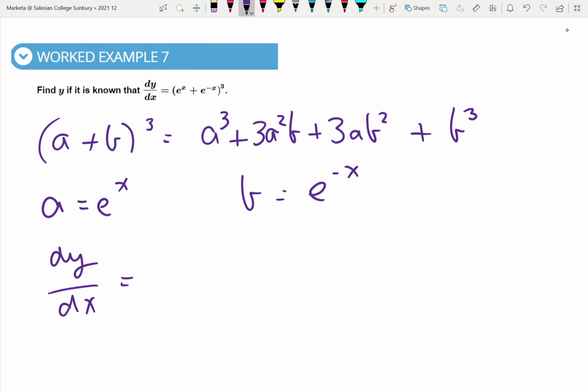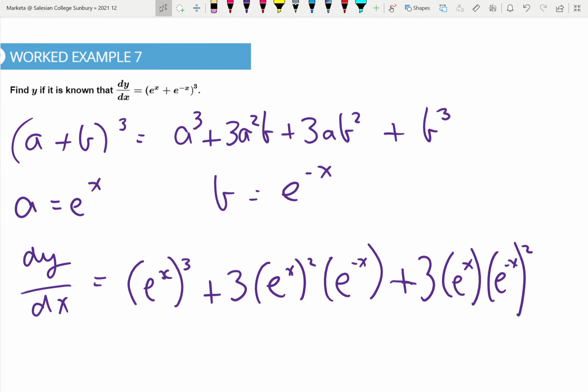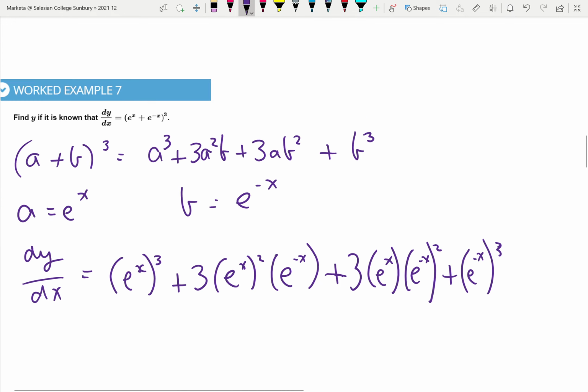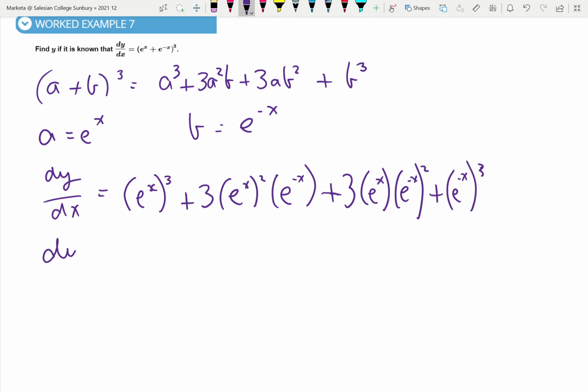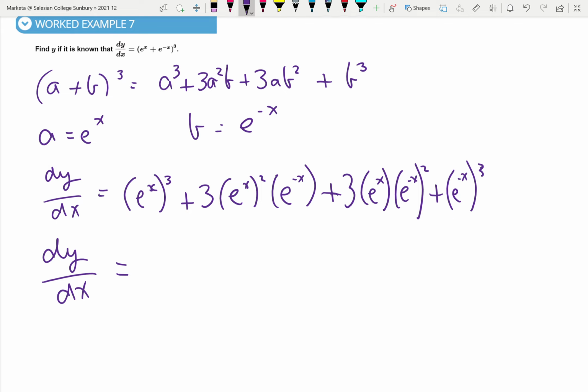So a is e to the x, so e to the x cubed plus 3a squared, so that's e to the x squared, b e to the neg x, plus 3a is e to the x, b is e to the neg x, and we're squaring that, plus b cubed, and b is e to the neg x. So let's neaten that up, and we're going to get dy dx, remembering that at this stage here, although it takes quite a bit of time and thinking there, that's not anti-deriving it at all.